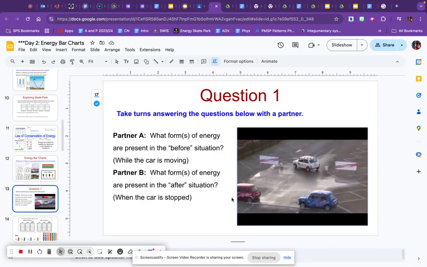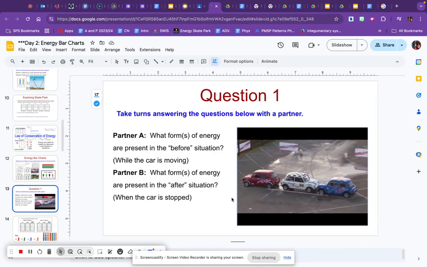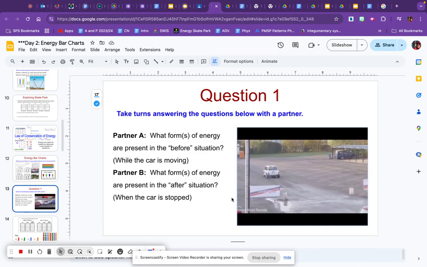I parallel park this way. No, I don't. In my dreams, I park this way.